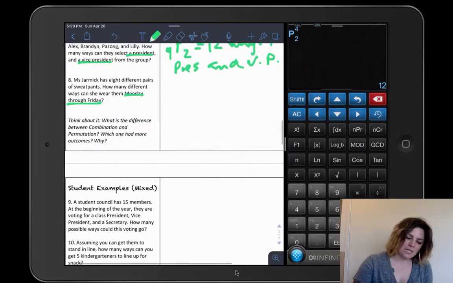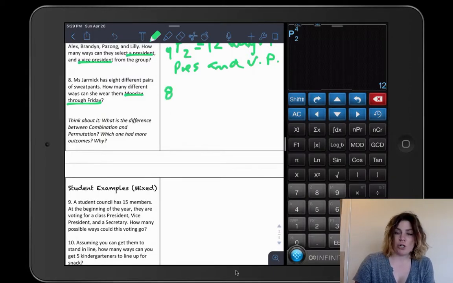So same idea, right? Let's put in our calculator. We have 8 total that we're choosing from, and then we're putting in order 5 of them. So let's go back in here, and we have 8 sweatpants, and we are putting them in order in how I'm gonna wear them throughout the week.